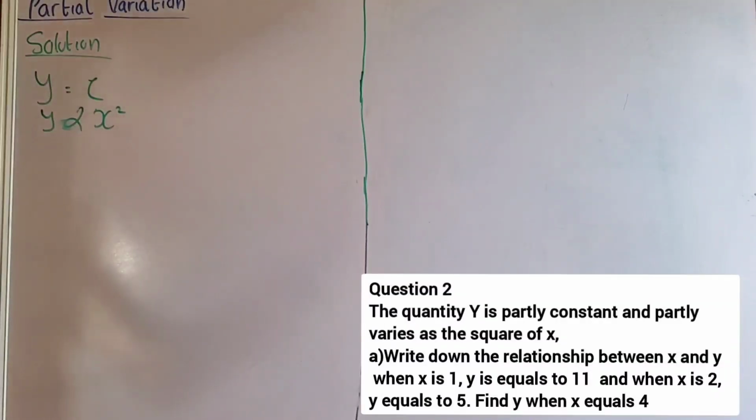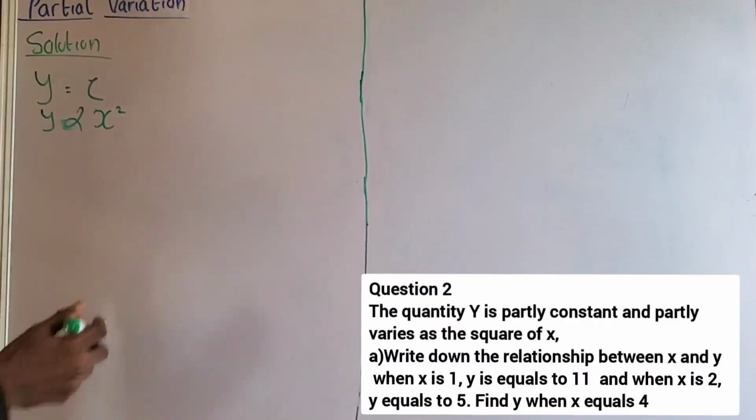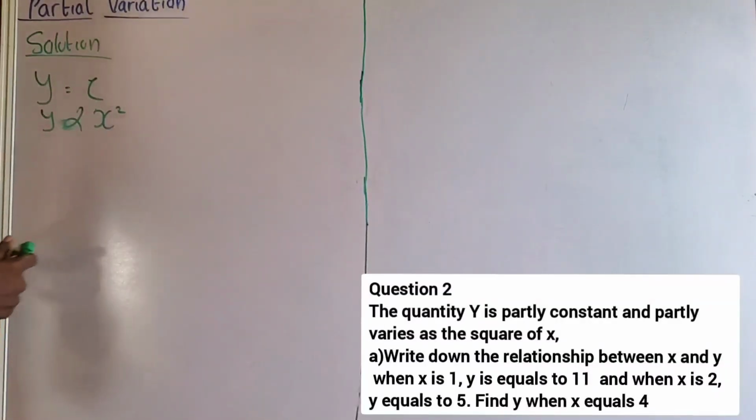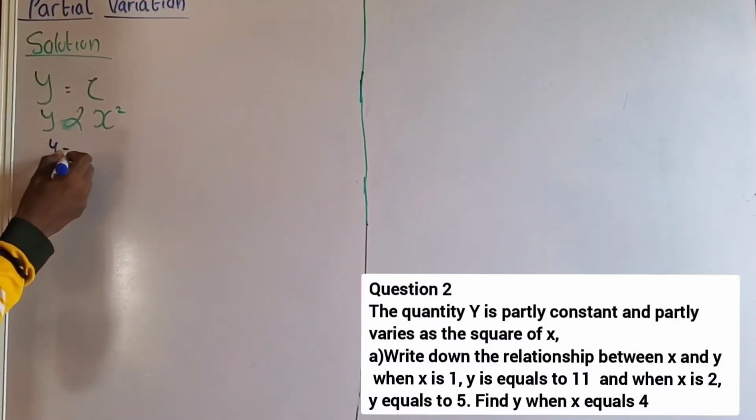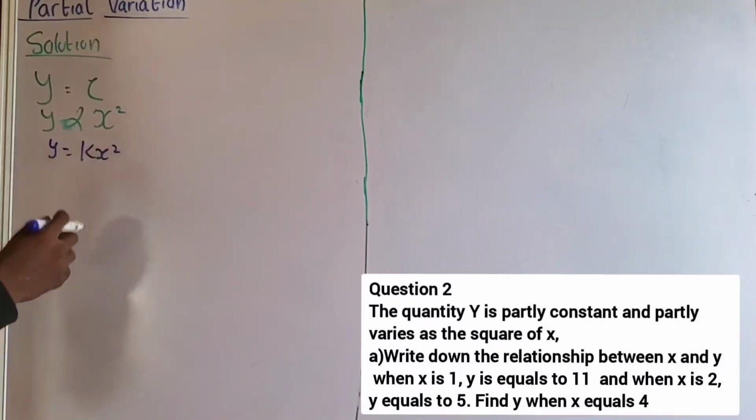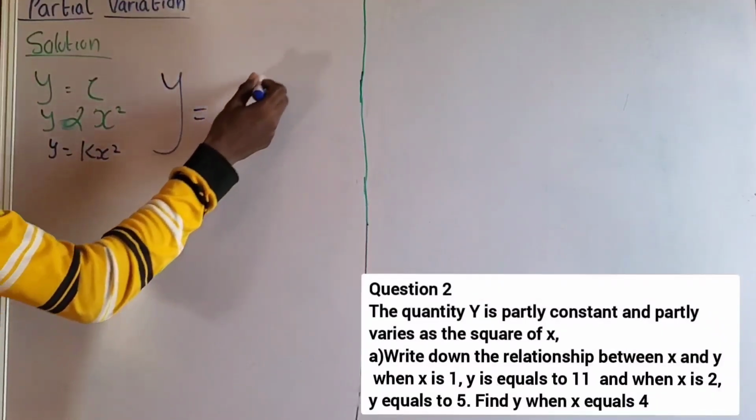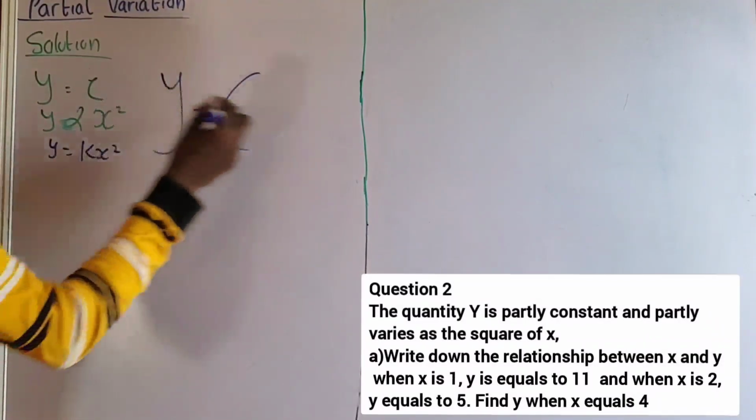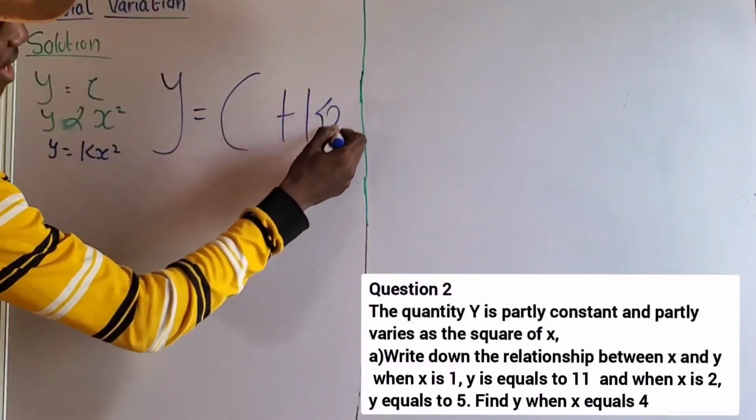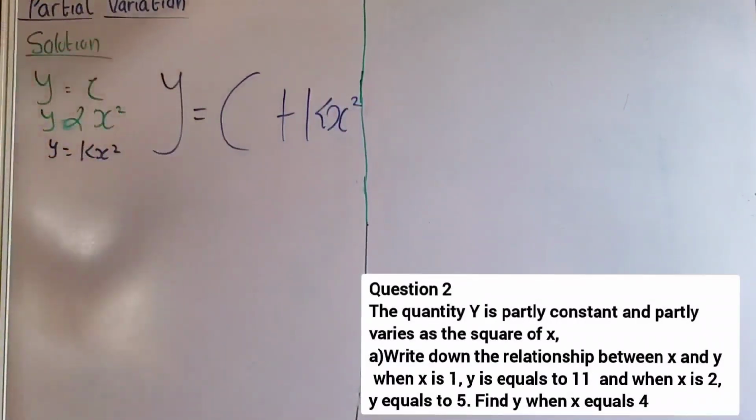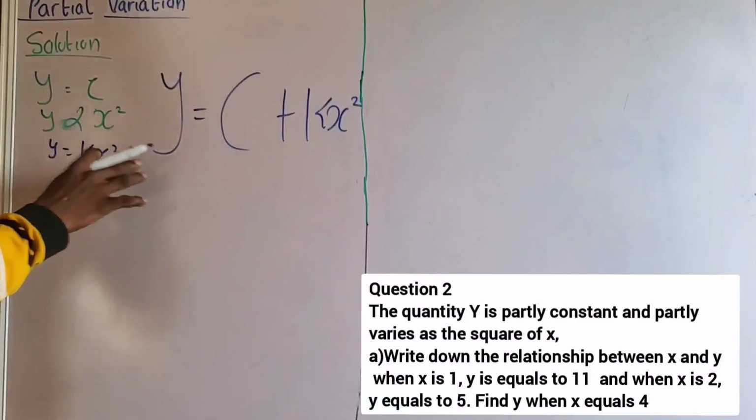Now, if you want to write a single expression for y, let us first change this variation sign. You're going to have y equals kx squared. Now, writing a single expression for y, you're going to have y equals c plus kx squared. That is a single expression that you will write for y.